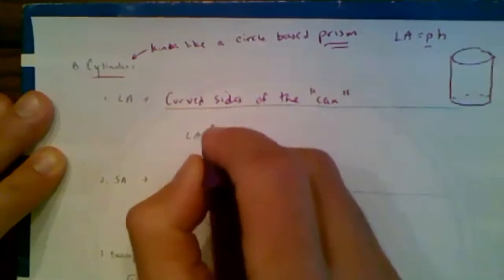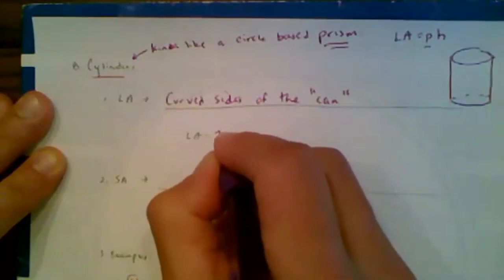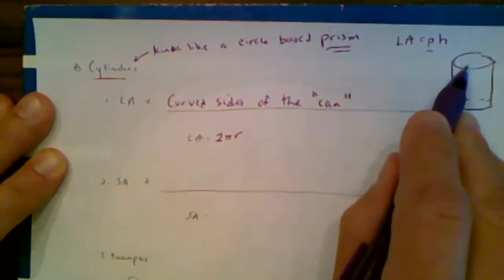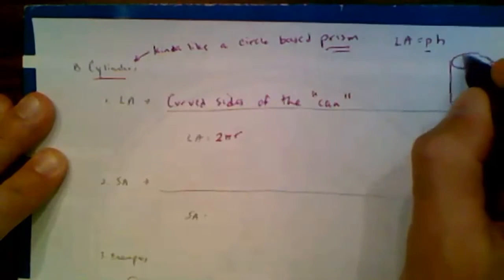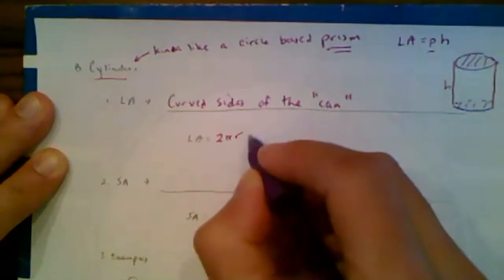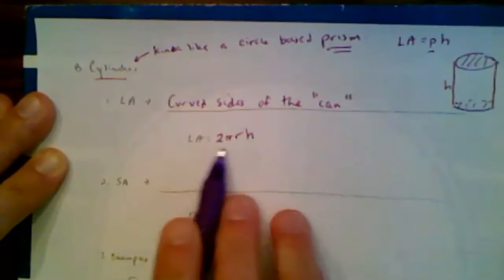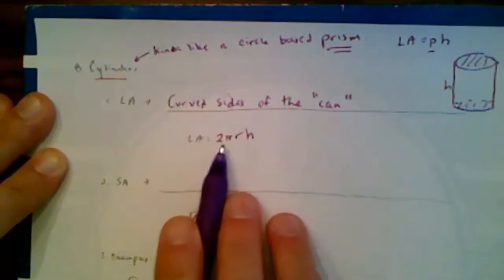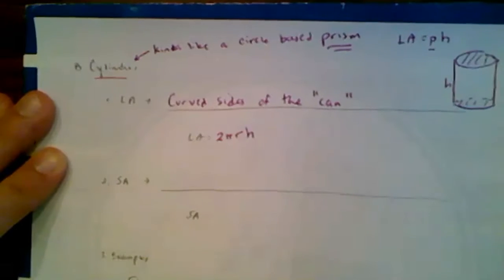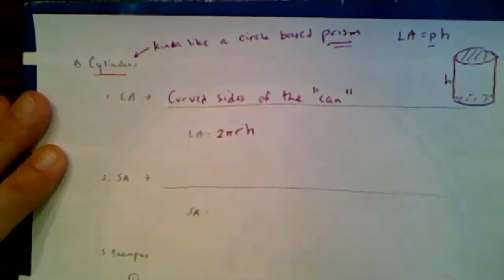Circumference you could find by doing what? 2 pi r. That's basically your perimeter of the base, which is always a circle. And then the height is going to be the dimension connecting the two circle bases. So this would be 2 pi r h. So it's the same formula. It's just that the P is replaced with the circumference formula because the perimeter of the base is always a circle. So that's the lateral area.